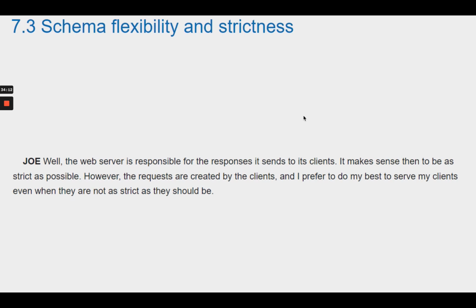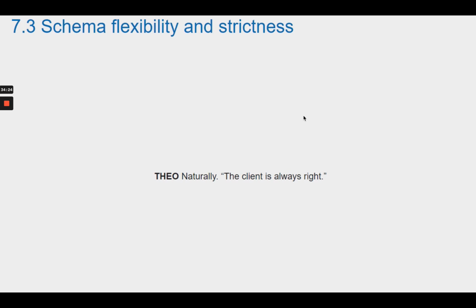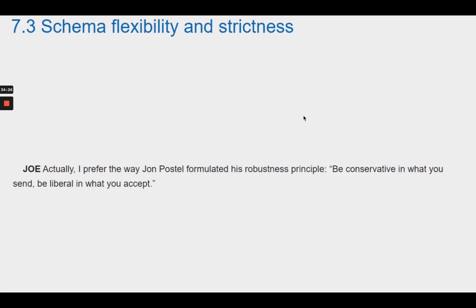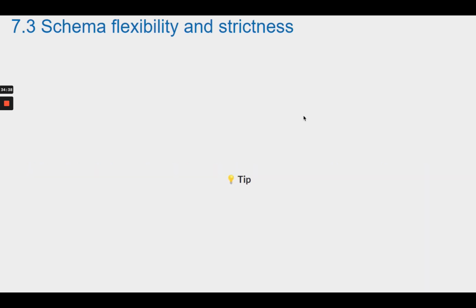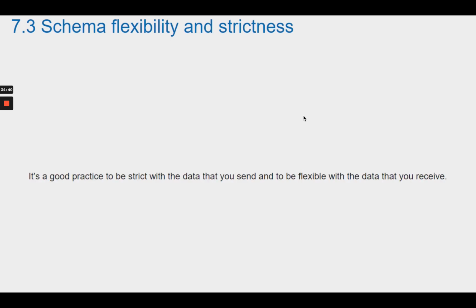It makes sense then to be as strict as possible. However, the requests are created by the clients, and I prefer to do my best to serve my clients even when they are not as strict as they should be. Theo: Naturally, the client is always right. Joe: Actually, I prefer the way John Postel formulated his robustness principle. Be conservative in what you send, be liberal in what you accept. Tip: It's a good practice to be strict with the data that you send and to be flexible with the data that you receive.